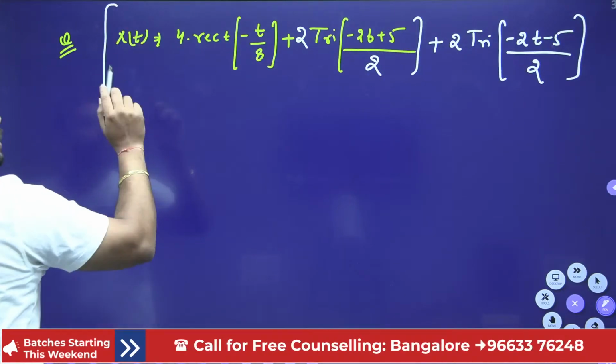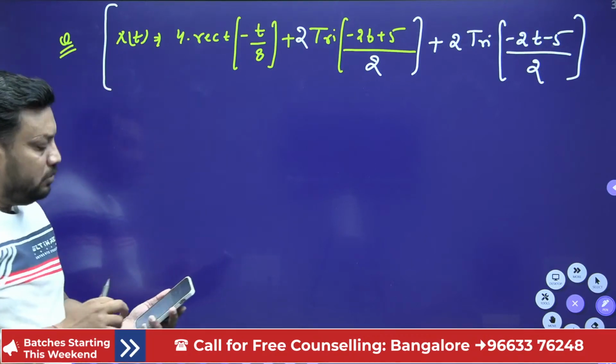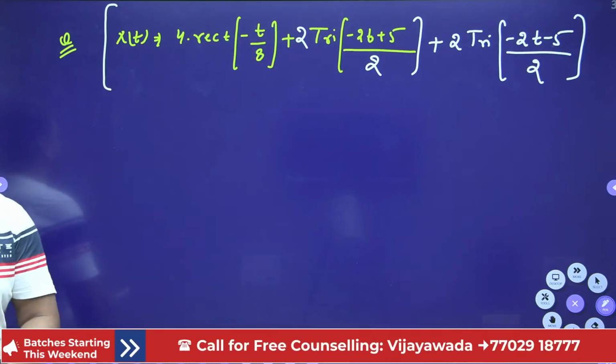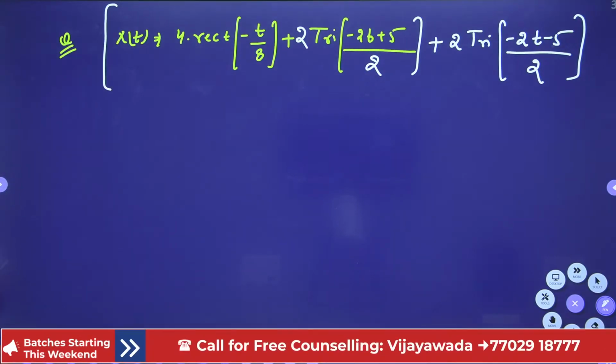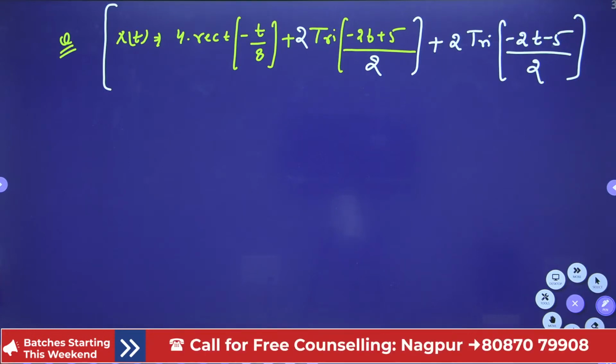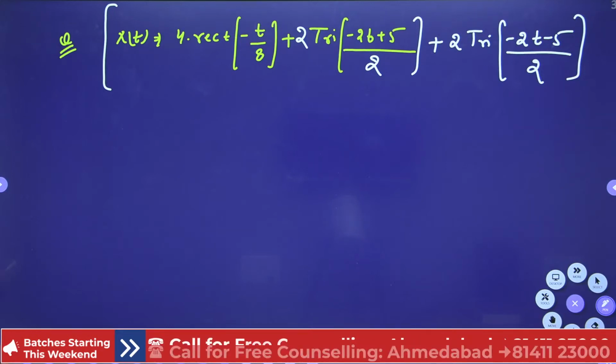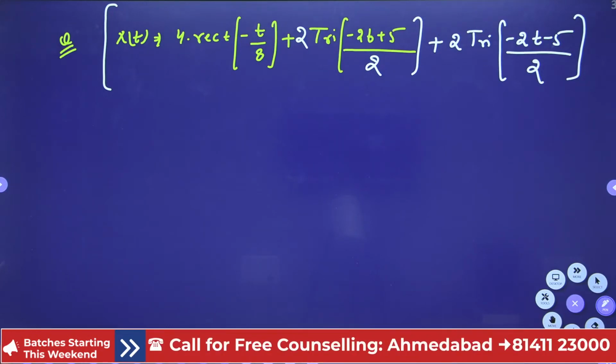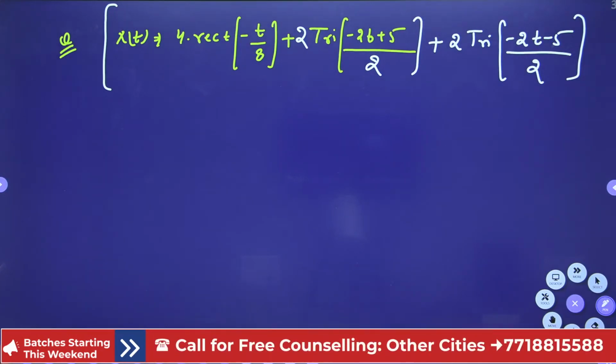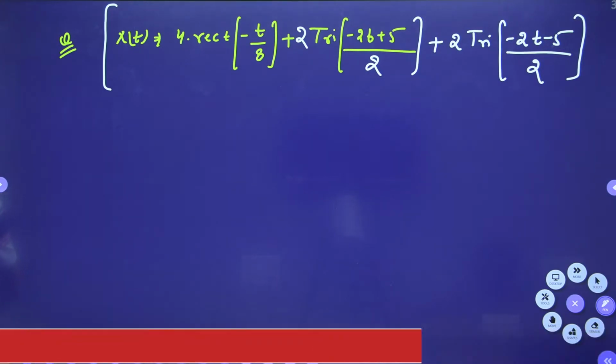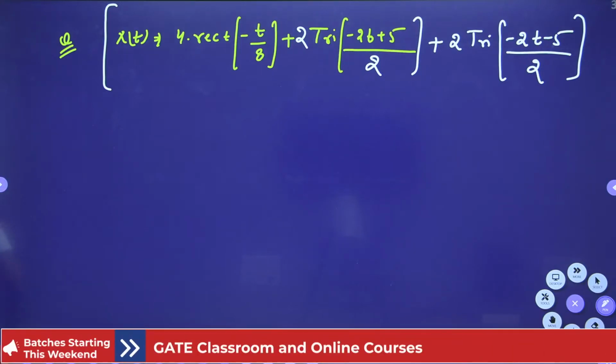This is a question actually. It is not a GATE question. It is an example. I hope you know how to do the integration, and how to make the rectangular curve and triangular curve. So 4 into rectangular of minus t by 8 plus 2 into triangular of minus 2t plus 5 upon 2 and plus 2 into triangular of minus 2t minus 5 upon 2. So this is your question, bachcho.